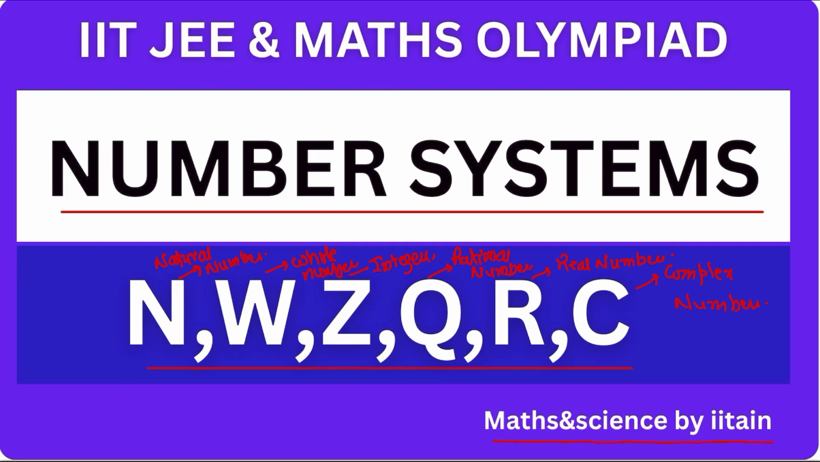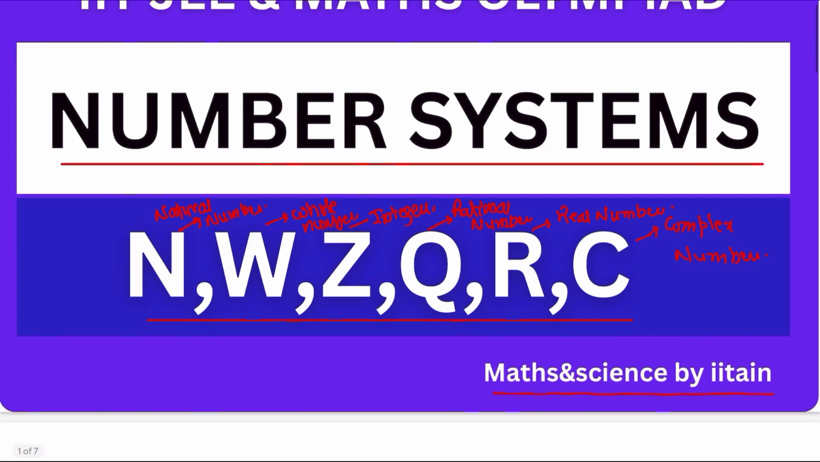Natural number is the subset of all other higher order numbers. Whole number is a subset of all the higher order numbers Z, Q, R, C. Integers is a subset of Q, R, C. Q is a subset of R, C. And R is the subset of complex numbers. The highest order, the biggest number system, is complex. Now, what is the meaning of all these?